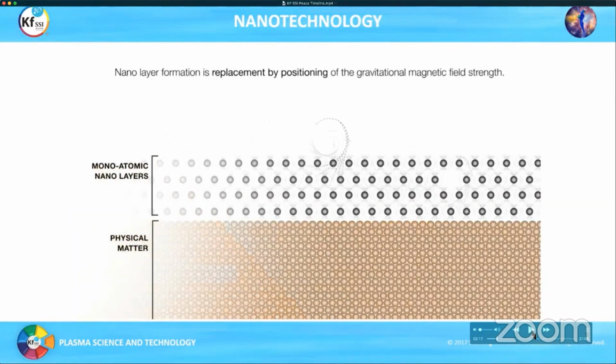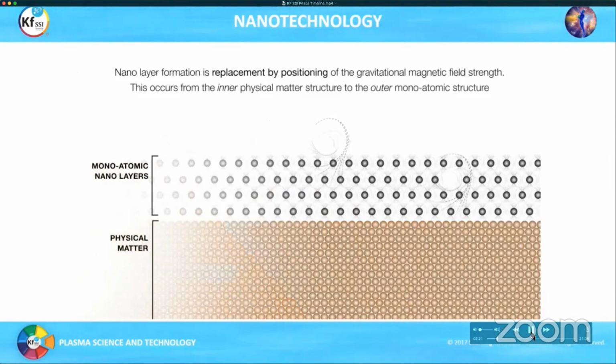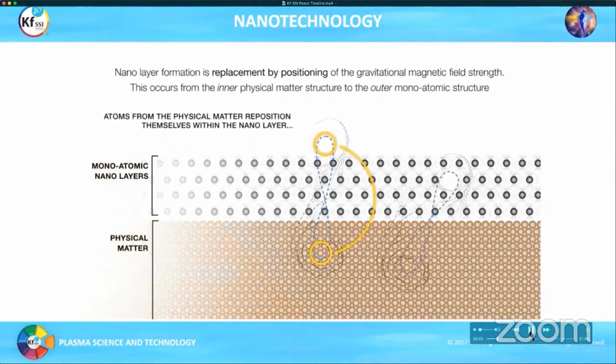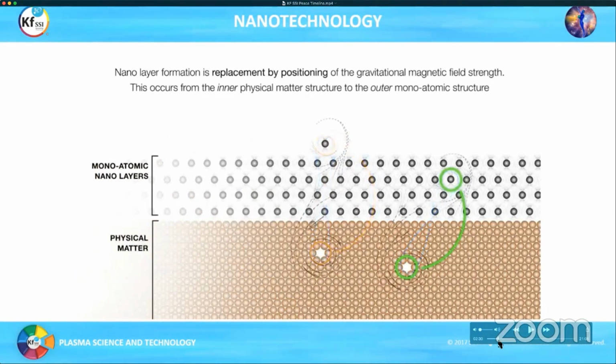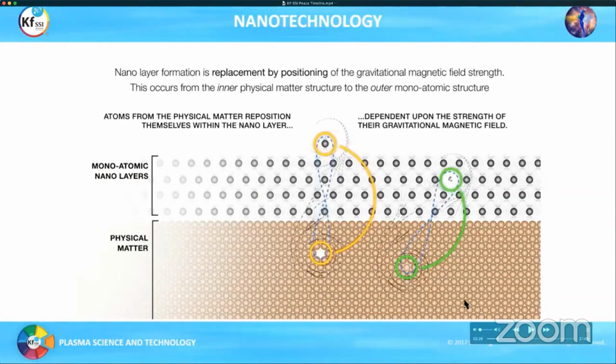Nanolayer formation is replacement by positioning of the gravitational magnetic field strength. This occurs from the inner physical matter structure to the outer monoatomic structure. Atoms from the physical matter reposition themselves within the nanolayer, dependent upon the strength of their gravitational magnetic field.